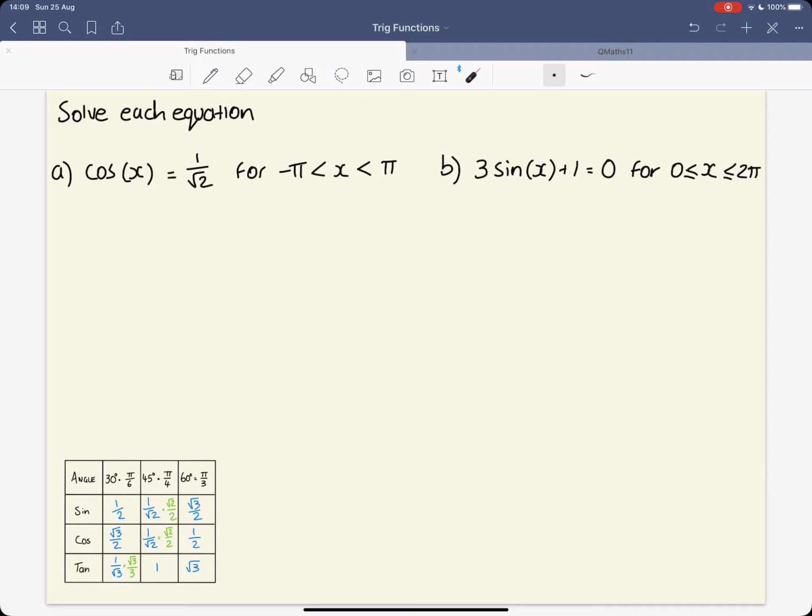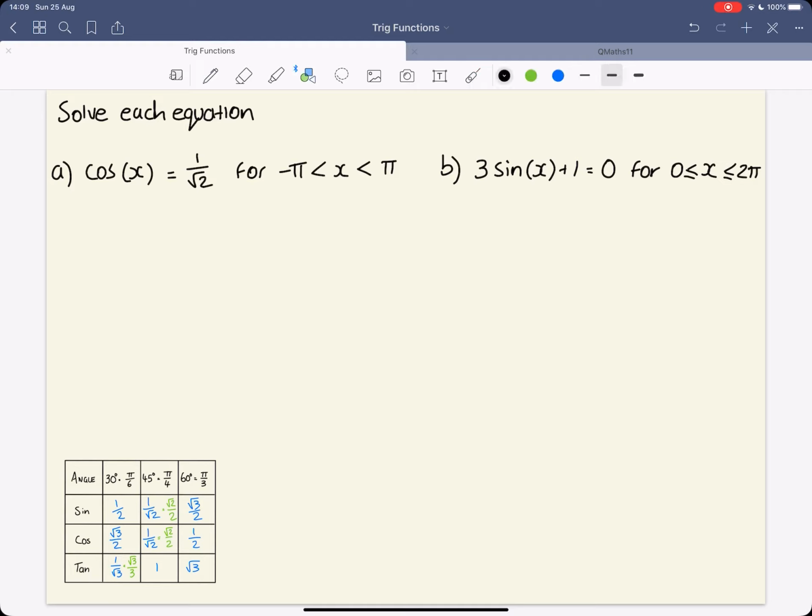And so what we need is a domain. A domain sets up how many times or how much of our unit circle we're actually thinking about. Because if we didn't have a domain, we could go around our unit circle an unlimited number of times, and so we would have an endless number of solutions. So let's go ahead and solve this.